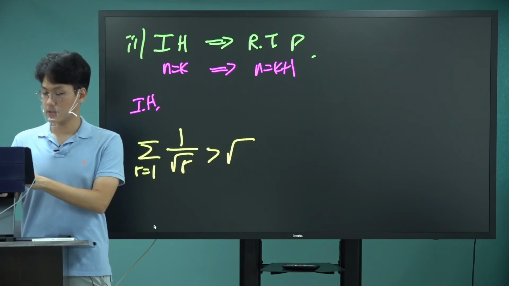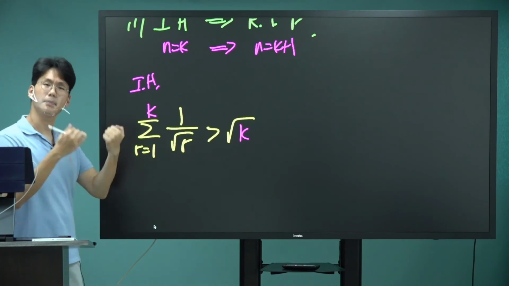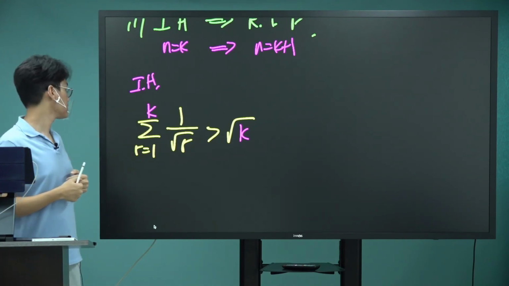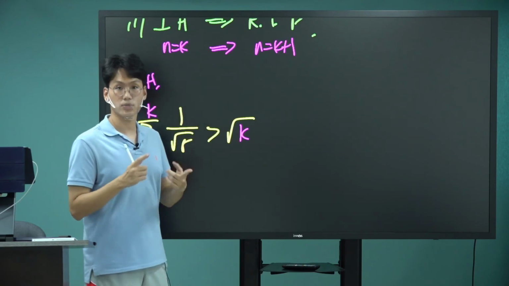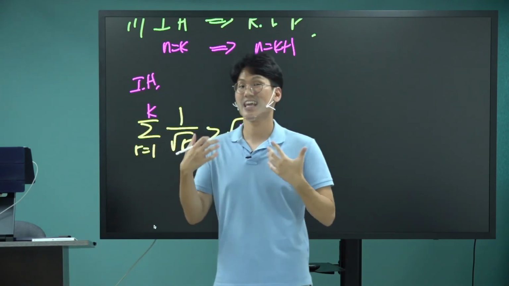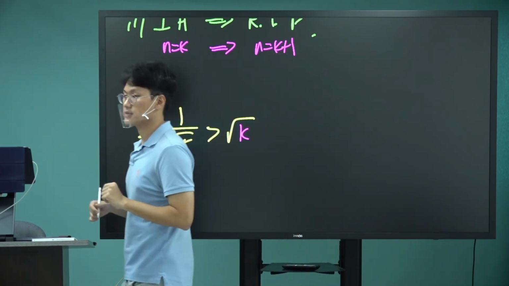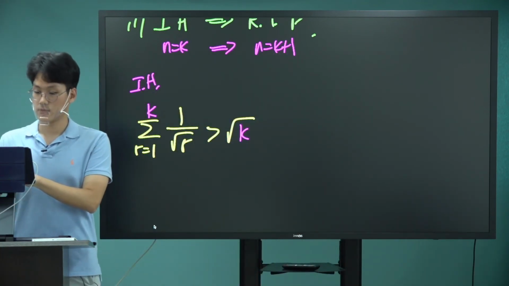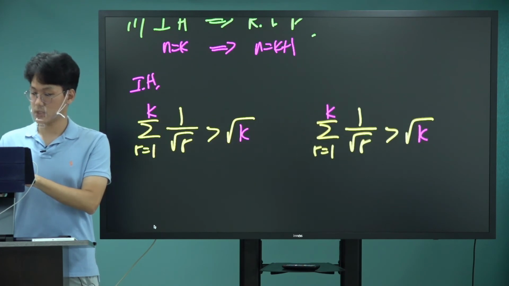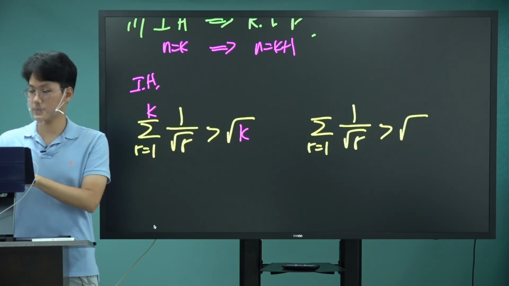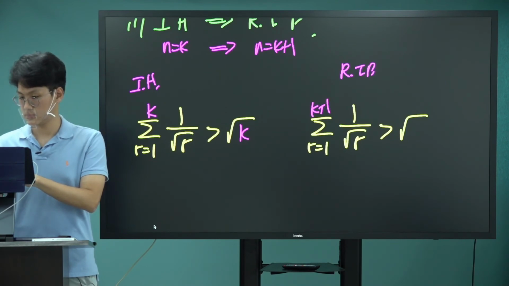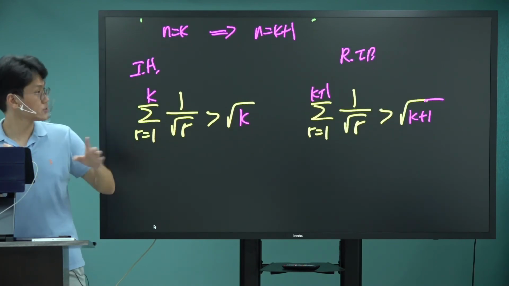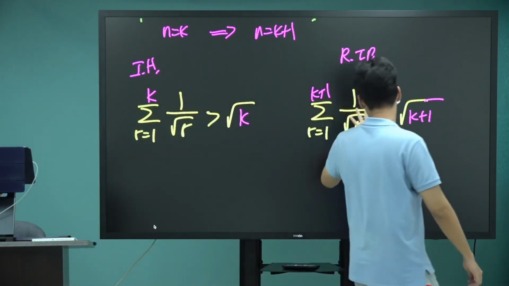Replacing n equal to k. Good. Very good. But also, do not forget to write down the result to prove, because in induction it is always nice to have the answer. So from this, I'm going to merely change the k with k plus 1. That's my RTP. So that is the result to prove.